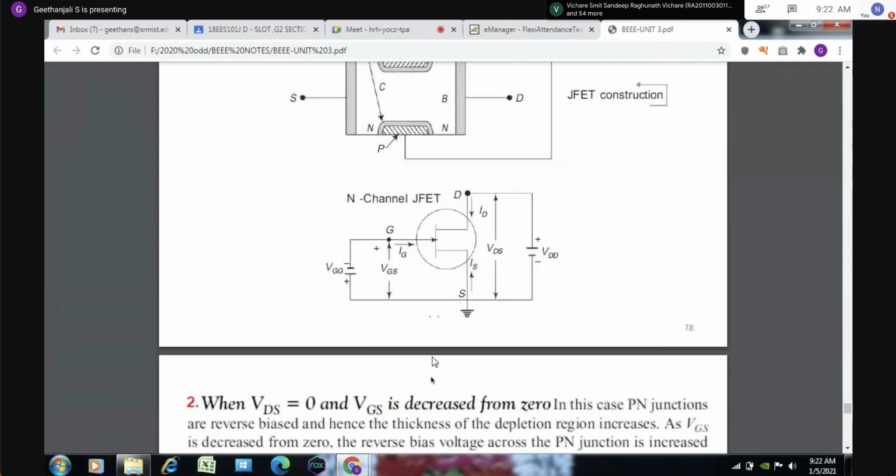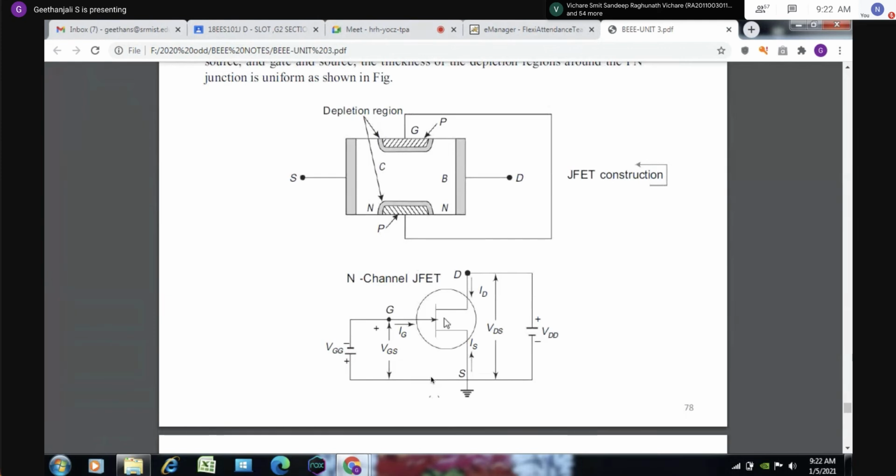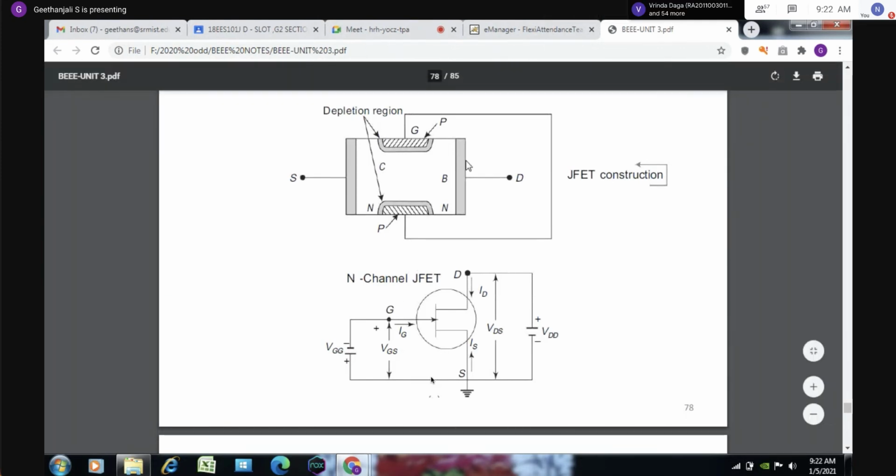So the next case. This diagram and this diagram represent the same thing. This is the representation for the N-channel JFET: gate, drain, source.